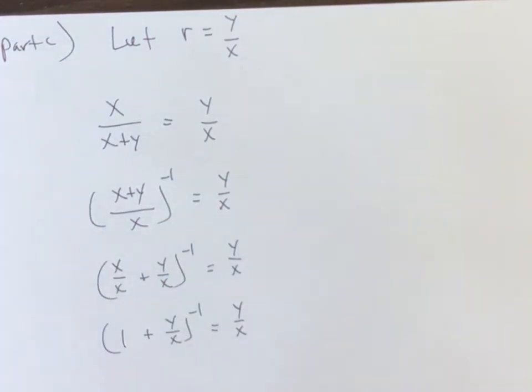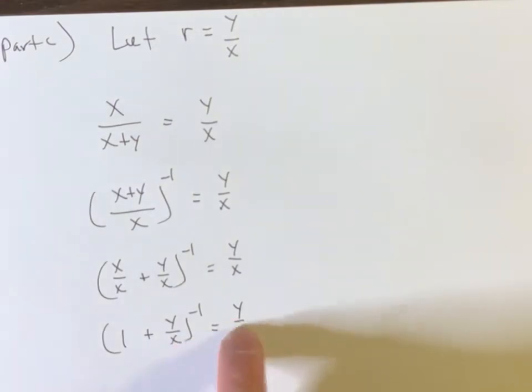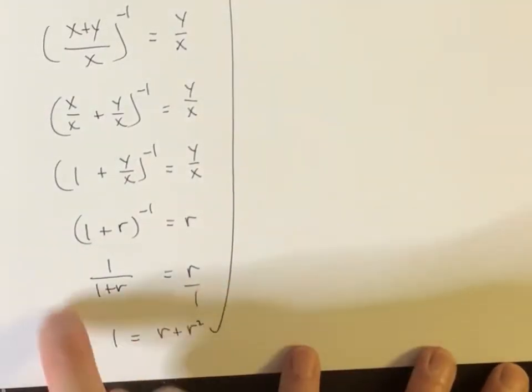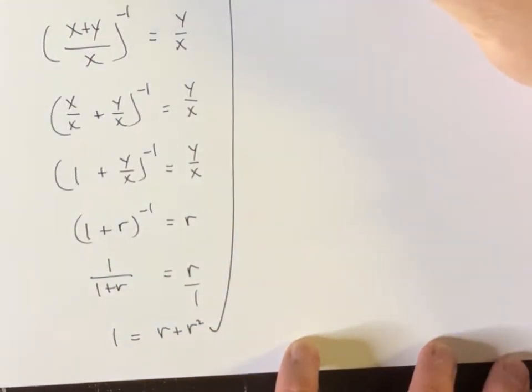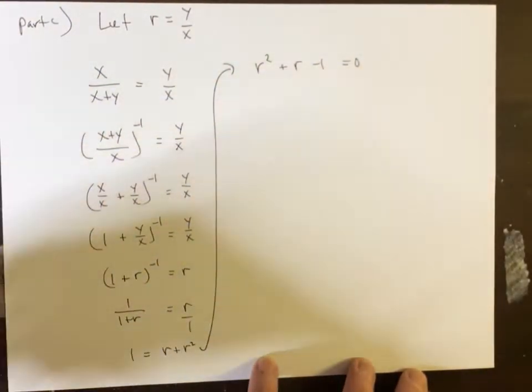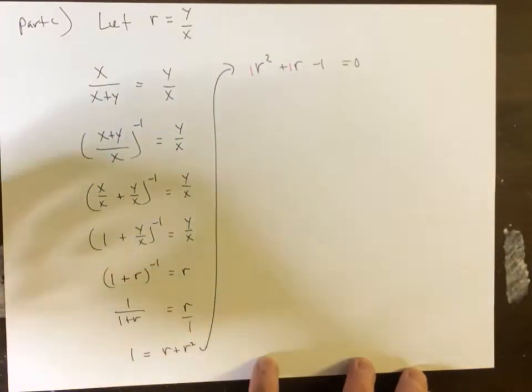Now we can use the substitution because y over x is the same as r according to part C, so that and that can become r. So we cross multiply, we get this. Now let me bring the 1 to that side. Now what I want you to see is that this is a quadratic equation where 1, 1, and -1 are the values of a, b, and c.